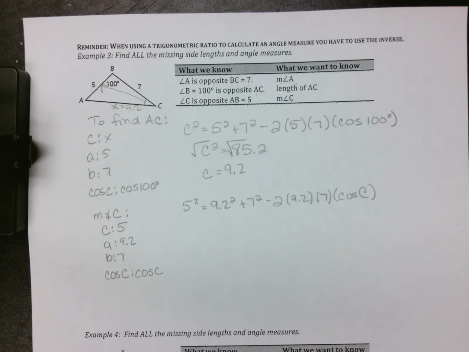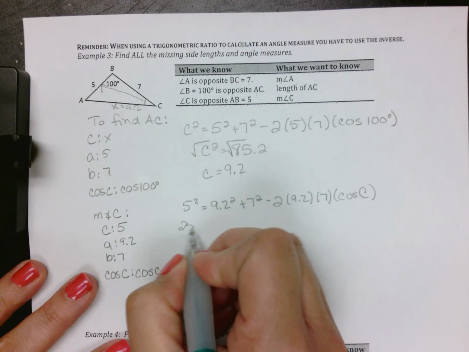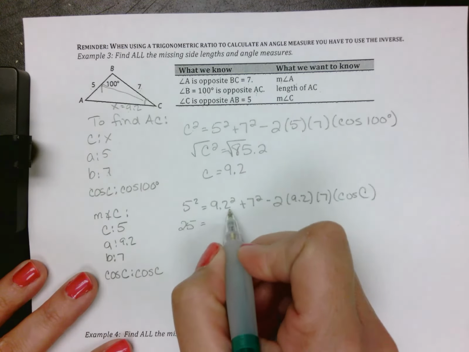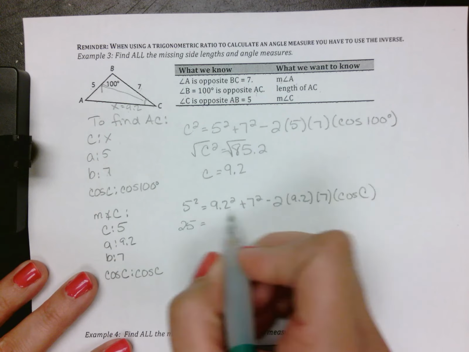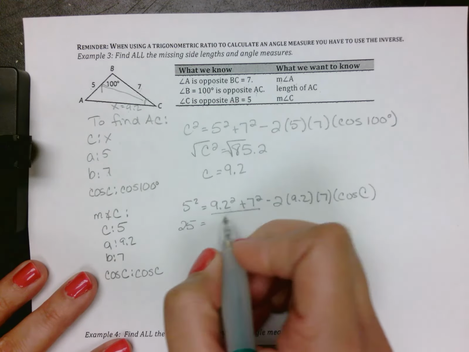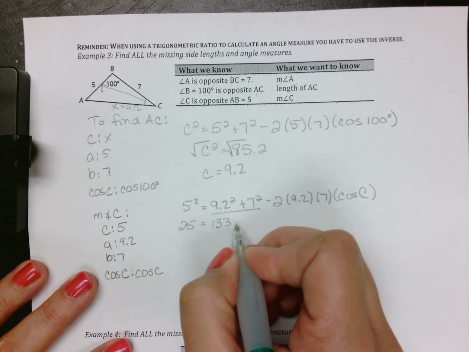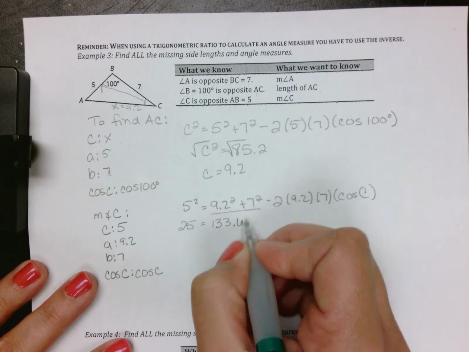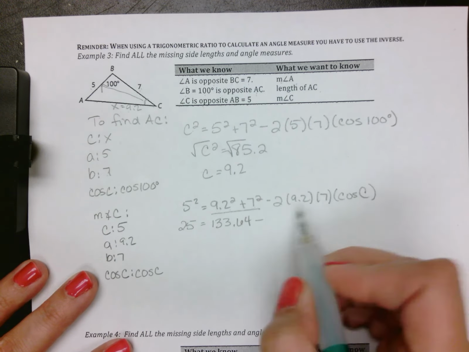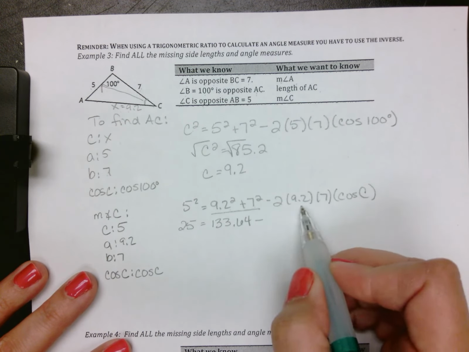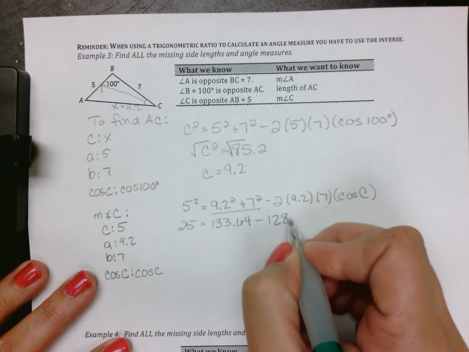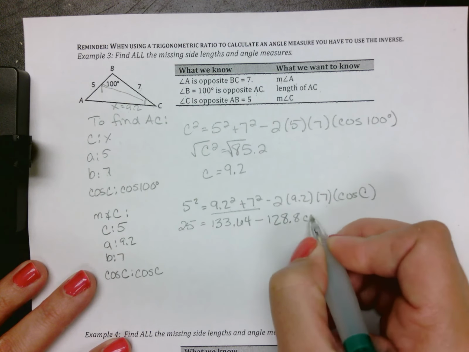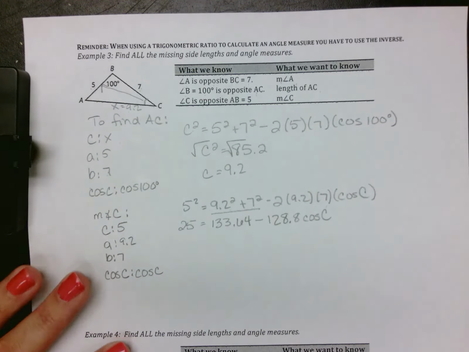Oh, that's a lot of work. I understand. So let's simplify. 5 squared is 25. 9.2 squared plus 7 squared, I just type this into my calculator and I get that together those are 133.64. And then I'm going to multiply 2 times 9.2 times 7 and I get that that is minus 128.8, and I'll still have the cosine of C out here.